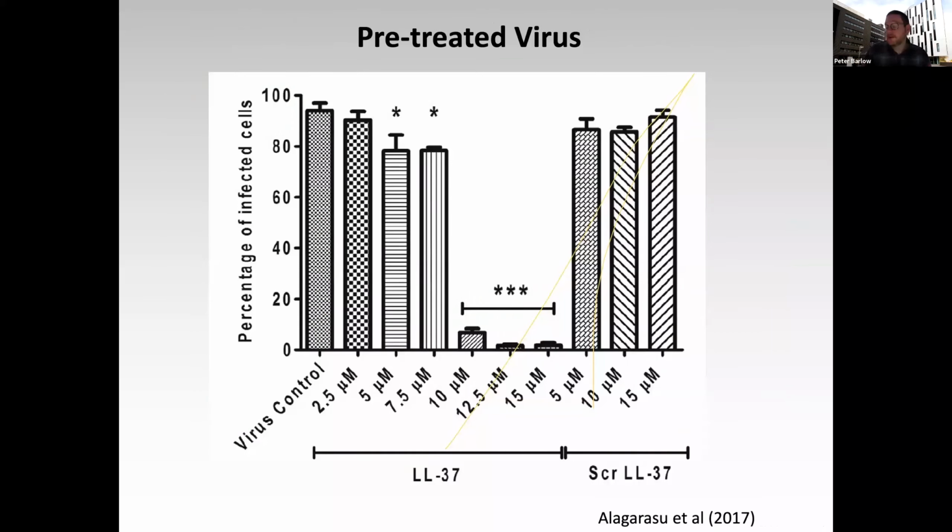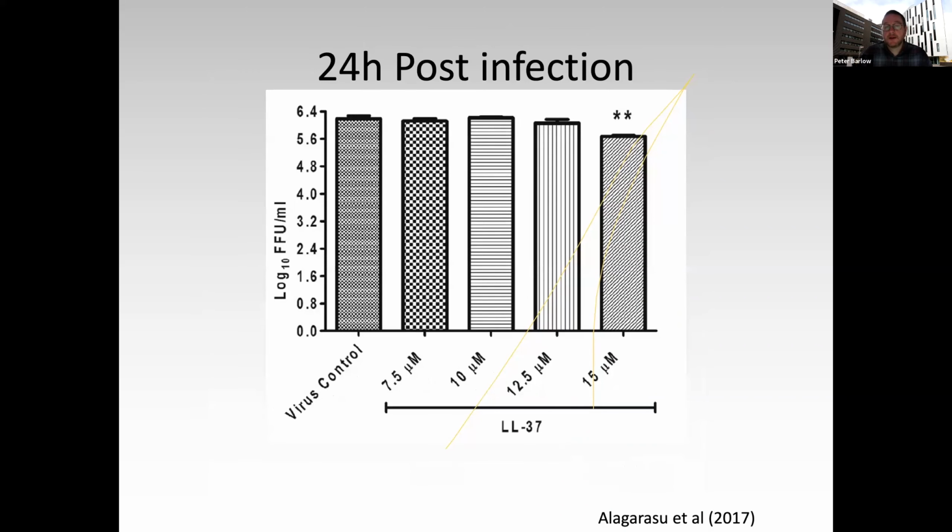And we're still at relatively early stages. There is existing evidence in the literature. So this was a paper from 2017, which showed that if you treat dengue virus with LL-37, it does have antiviral effects at relatively low concentrations. The interesting thing about this paper is that they also showed that if you infect cells for 24 hours with dengue virus and then treat with the peptide, the peptide still had antiviral effects at this stage.